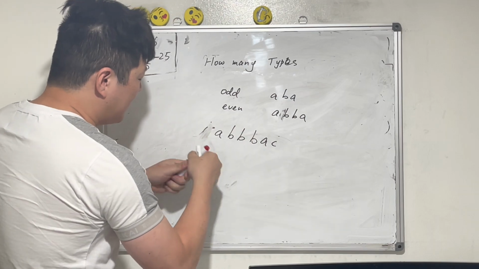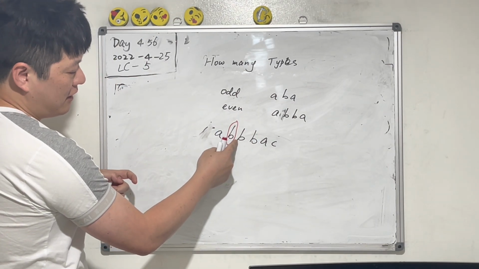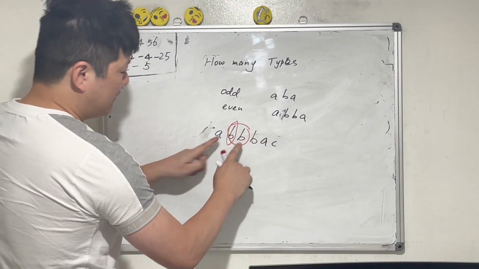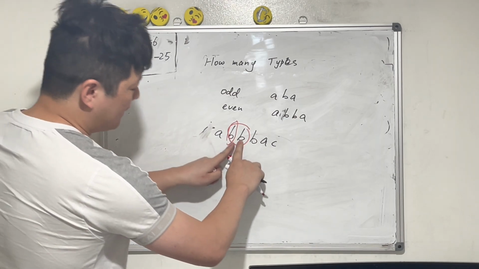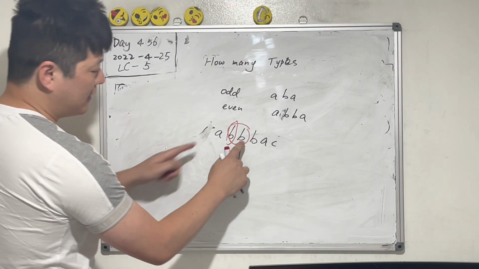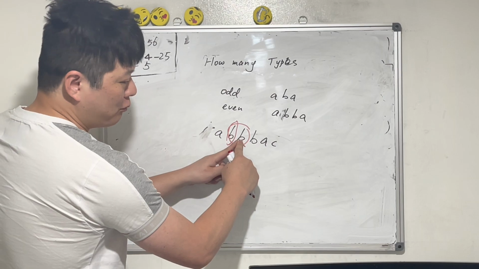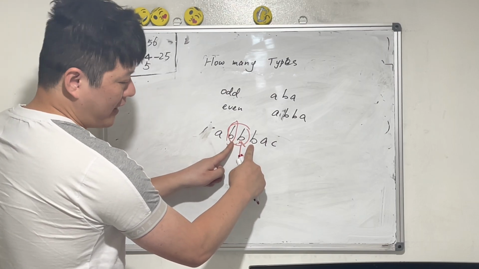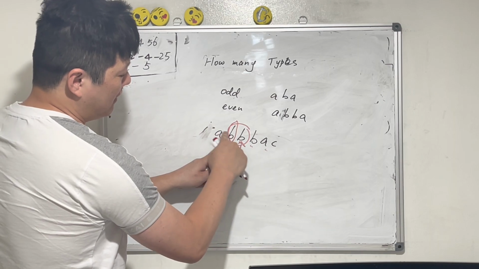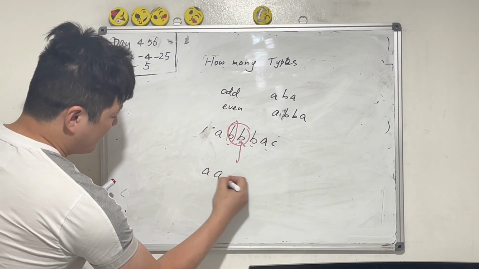I can use this B as a center, which doesn't give any palindrome other than B itself, right? If I use these two, the same B, as the center, then I can expand. Look, if I use this B and go both ways, B, okay. So the longest palindrome length is 5. Okay, got it?